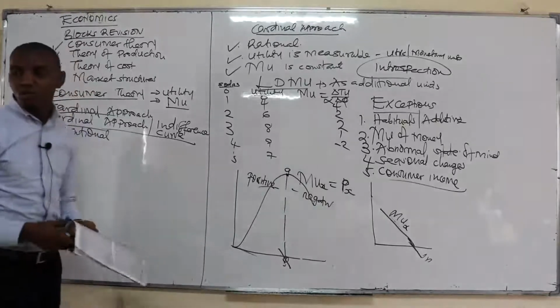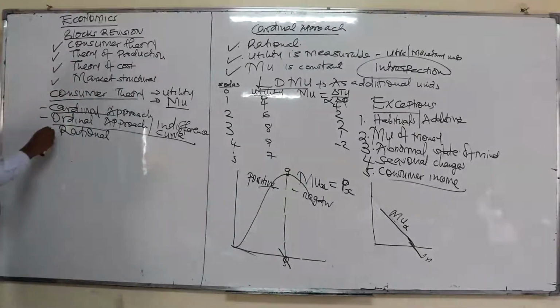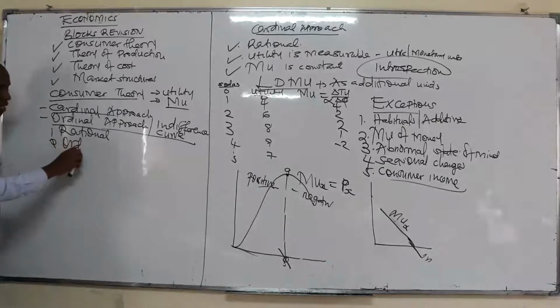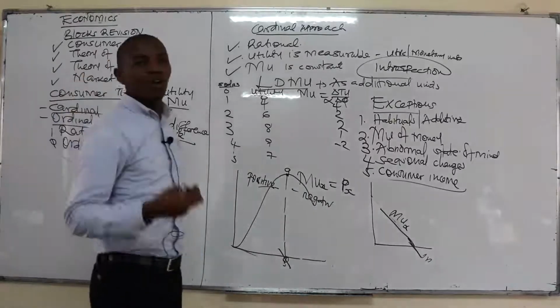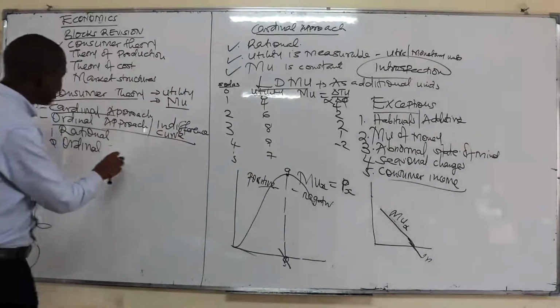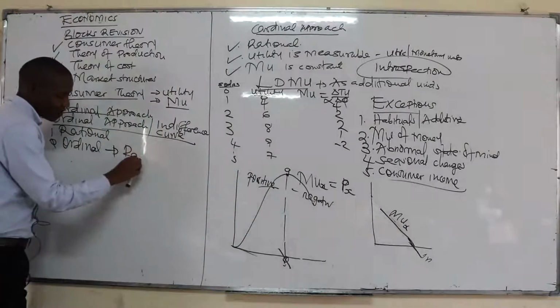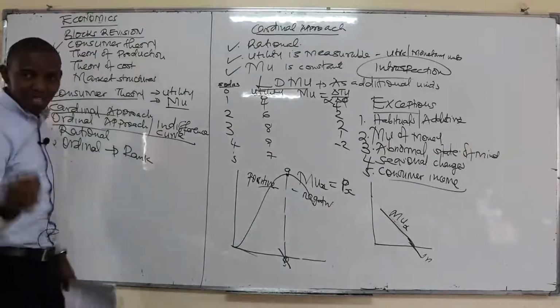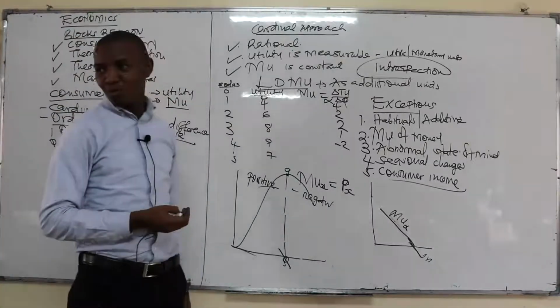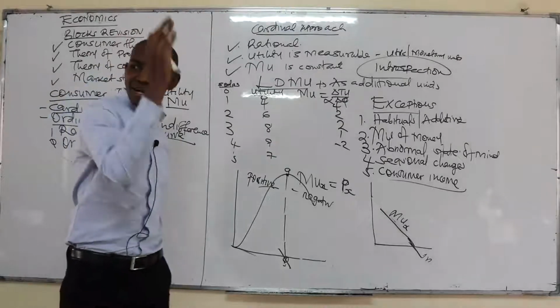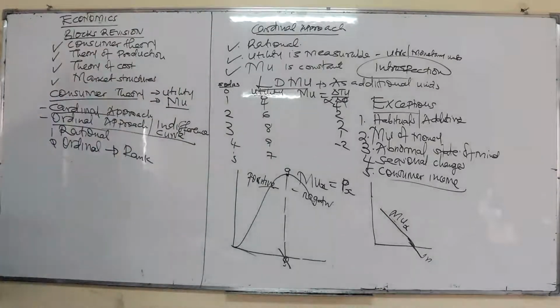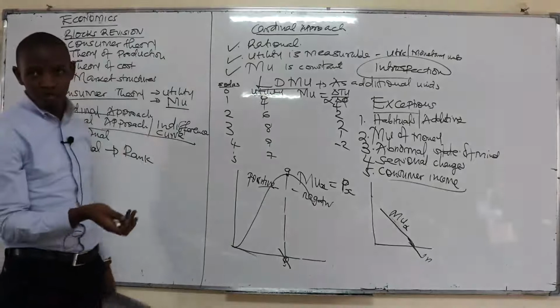Then number two, the utility is also said to be ordinal. When you talk of utility being ordinal, we mean that in this case, you can rank the satisfaction that you are deriving from different goods. You can rank from the one where you get more satisfaction up to the one that you are getting least satisfaction. That is what we mean when we say utility is ordinal.